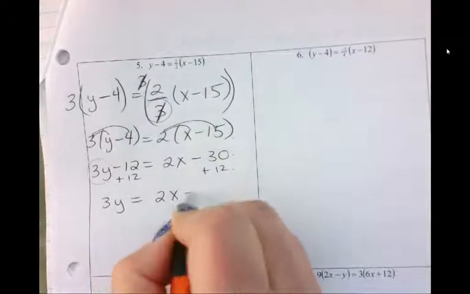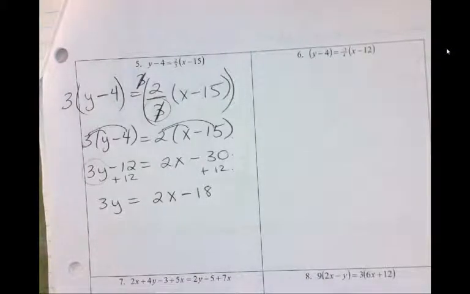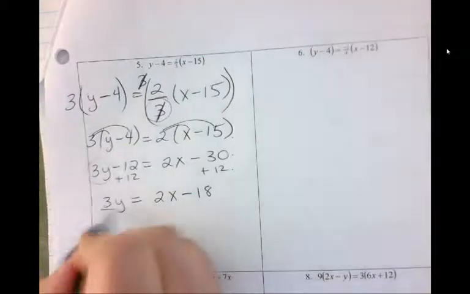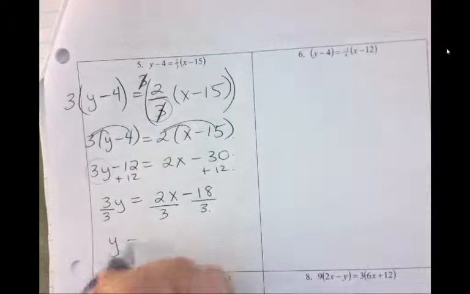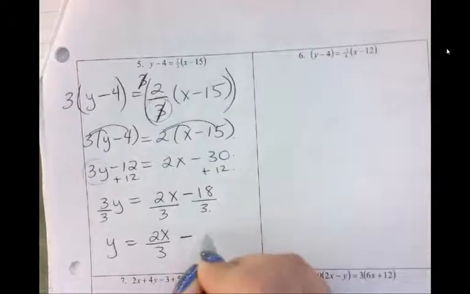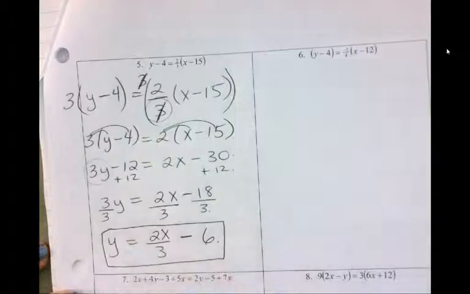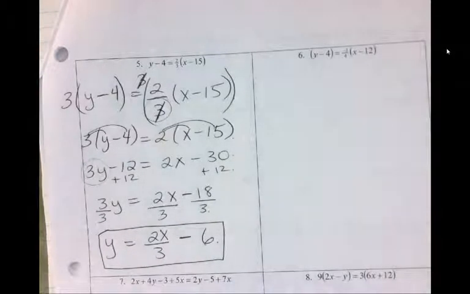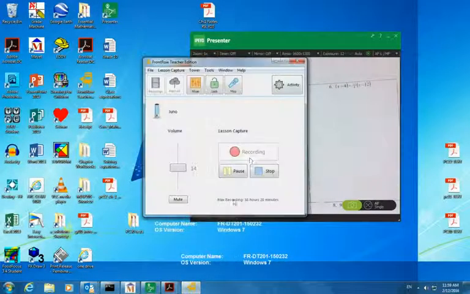and then we end up with 3y equals 2x minus 18. Okay, so now I have 3y on one side of the equals, so at this point I'm going to divide, because everything else is pretty simple here. So y equals 2x over 3 minus 6. Okay, and there I've solved for y. So why don't I hit pause, and you can hit pause if you're actually watching this video and try number 6. I'm going to actually try to hit pause.